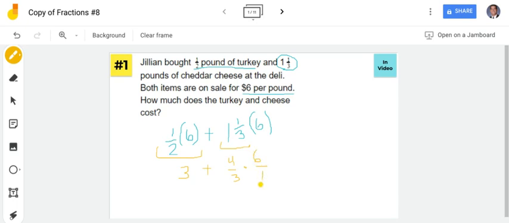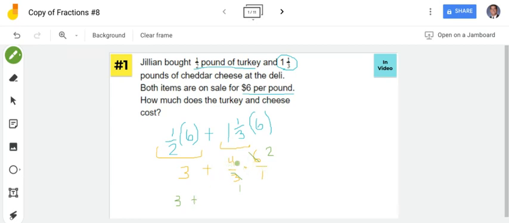That's still 6. Now I'm going to look and see, can I cross simplify? Well, 4 over 1 can't be cross simplified, but 6 over 3 can, because 6 and 3 are both divisible by 3. So 6 divided by 3 is 2, and 3 divided by 3 is 1. Okay, so I have over here, this is my turkey. It's $3 for turkey. And I'm going to add my cheese on here.